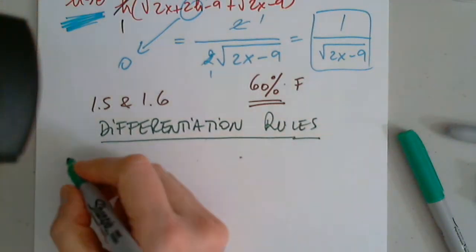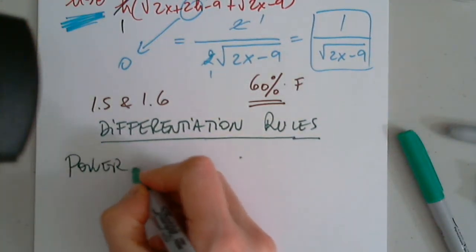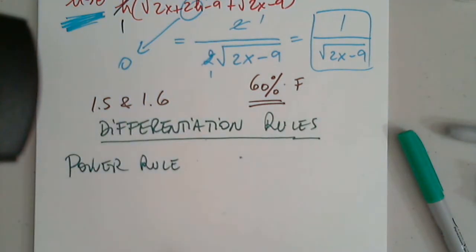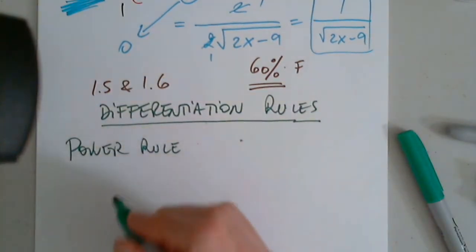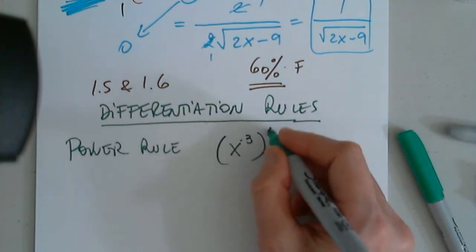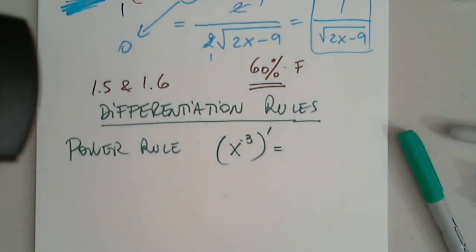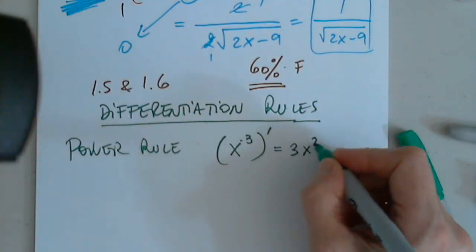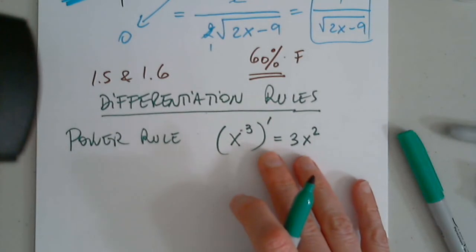Let's first talk about the power rule. Do you remember what we had from last time when we differentiated, what did we get when we differentiated x to the third? Would it be 3x squared? That's it. So this is an example.